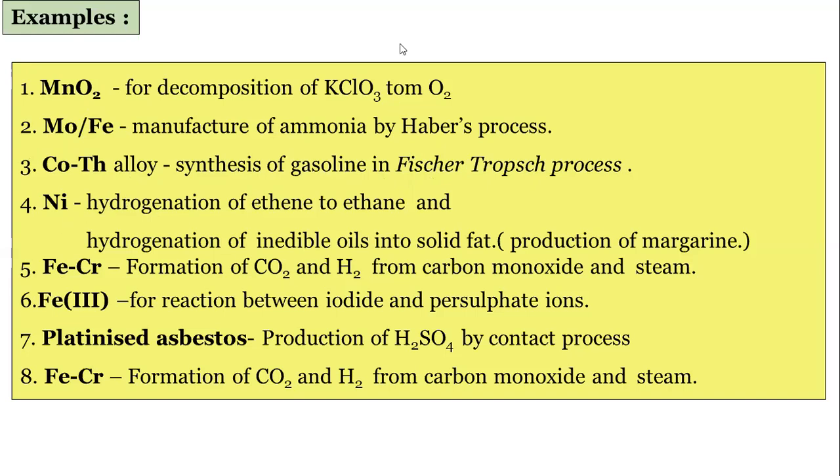Then nickel. You know this nickel, many times you already used nickel as a catalyst, in 11th standard also. Finely divided or finely granulated nickel is used for the hydrogenation reaction, for the conversion of ethene to ethane, I mean the double bond is converted into a single bond. Raney nickel is used as a catalyst, remember.